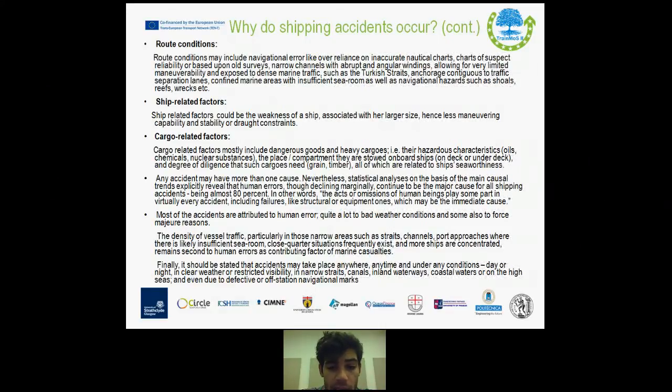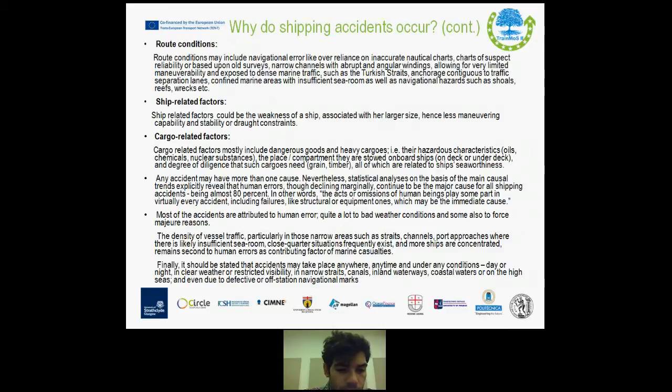Any accident may have more than one cause. Nevertheless, statistical analysis on the basis of the main causal trends explicitly reveals that human errors, though declining marginally, continue to be a major cause for all shipping accidents, being almost 80%. In other words, the acts or omissions of human beings play some part in virtually every accident, including failures like structural or equipment ones, which may be the immediate cause.